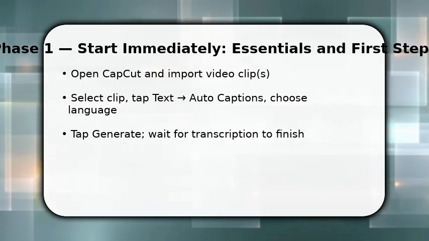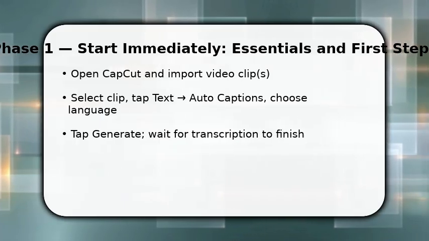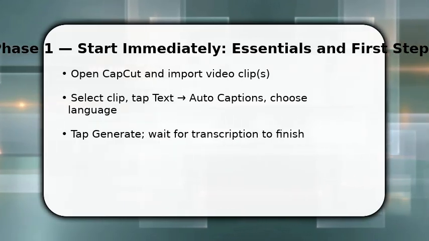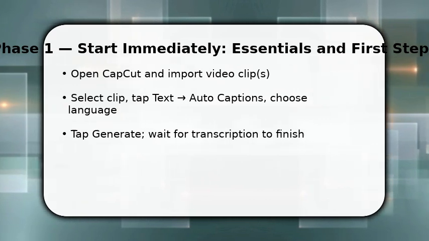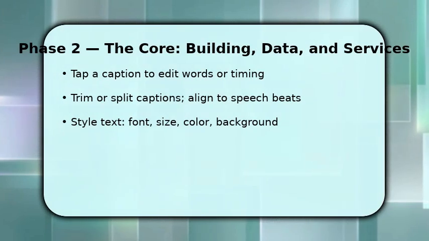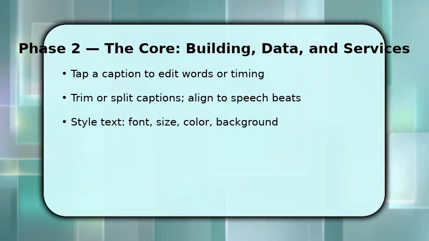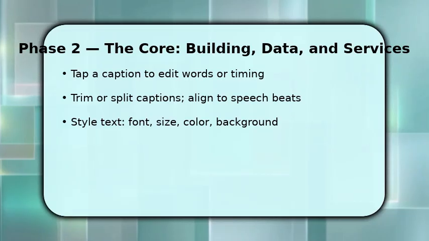You should see captions appear as editable blocks on the timeline. Make sure your clip is the active selection, because Auto Captions targets the selected clip rather than the whole project. After generation, you need to refine both what the captions say and when they appear. Tap any caption to edit the text for accuracy, type corrections where recognition failed.